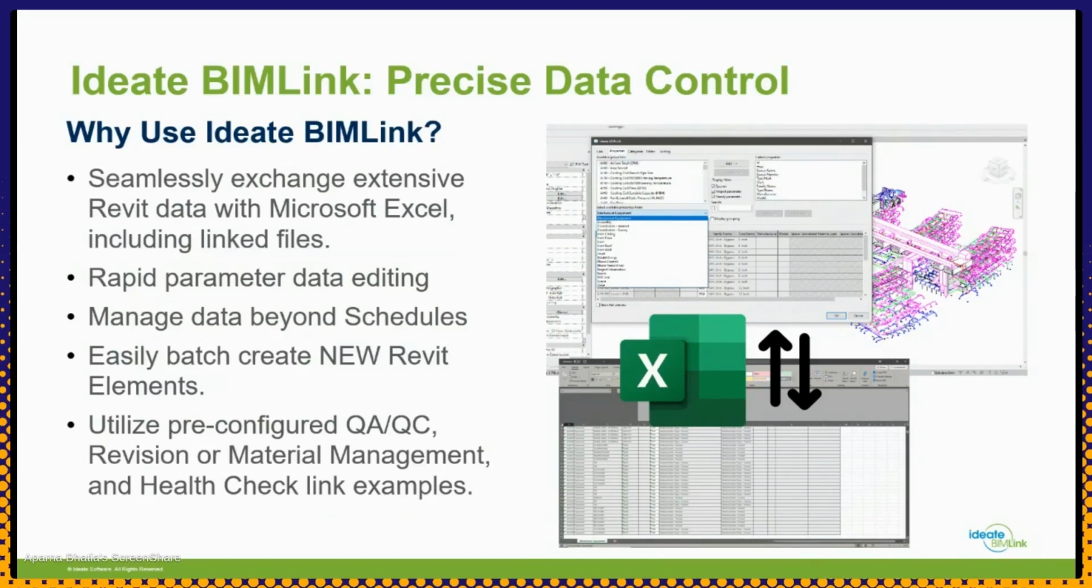So, some of the common examples here are we're going to obviously edit large volumes of schedule data, and we'll see this in the demo in a short bit. But we can also do things like create new levels, new work sets, new sheets, new rooms, new spaces. The list really goes on about what you can actually create from Excel into your Revit project. Also, I should mention that there's over 300 pre-configured examples of data workflows that come with Ideate BIMLink, and that includes things like quantity takeoff, revision management, material management, and health checks.